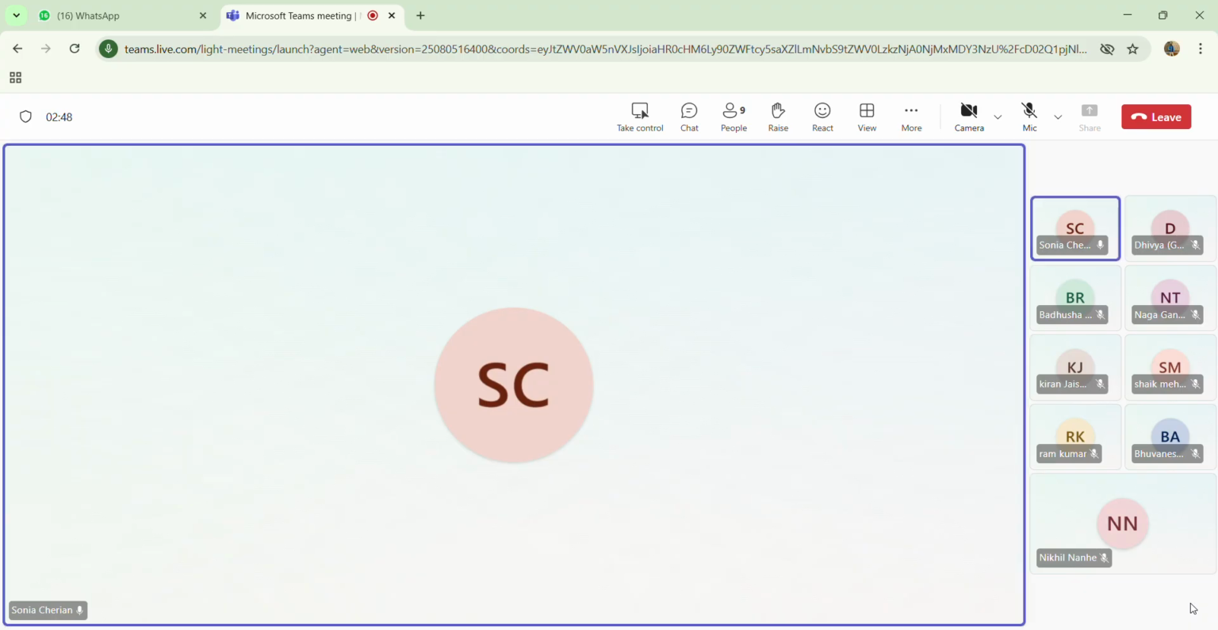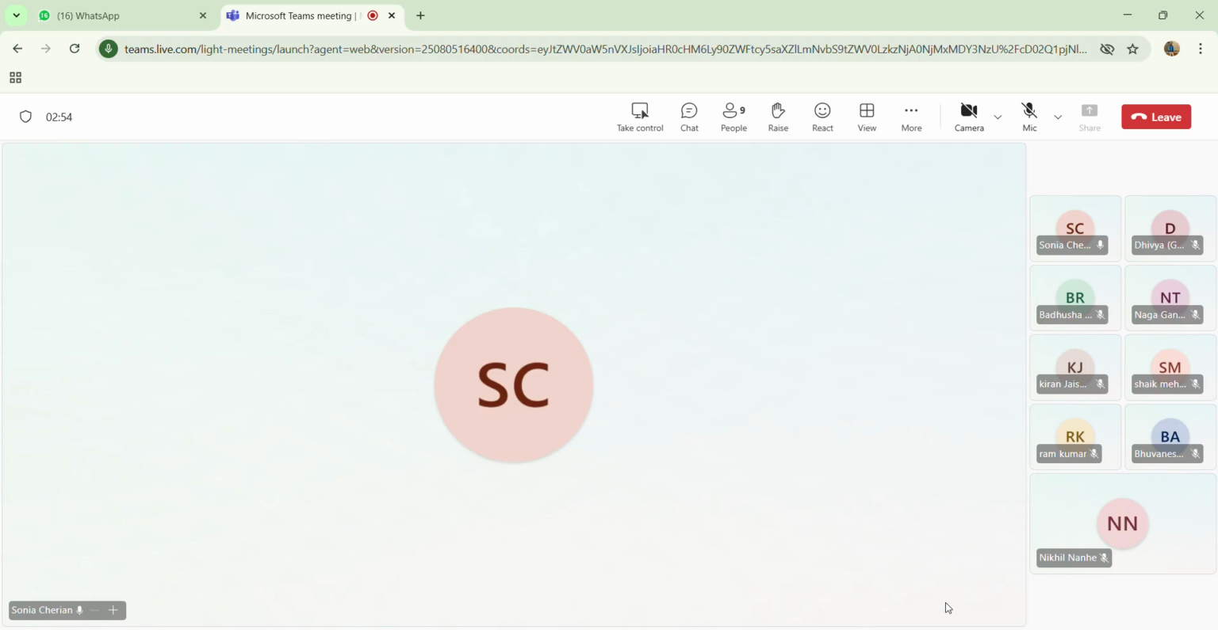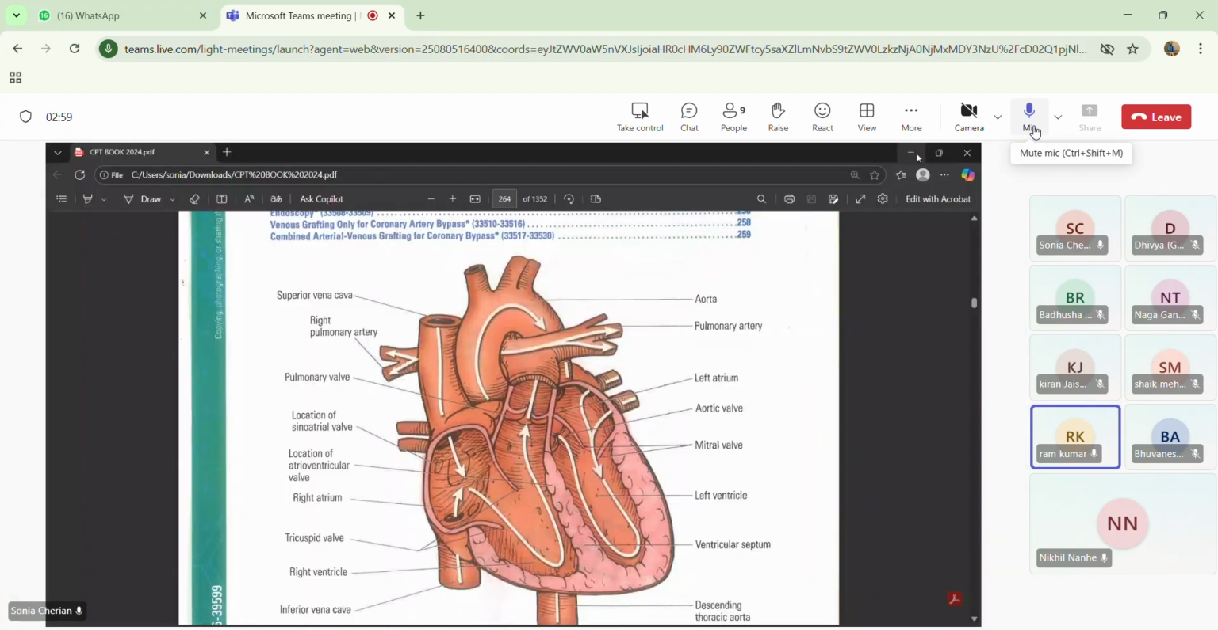Nikhil, tell me what are the valves of the heart? Mitral valve, bicuspid. Okay, mitral valve, tricuspid, bicuspid. What else? Aortic valve and pulmonary valve.